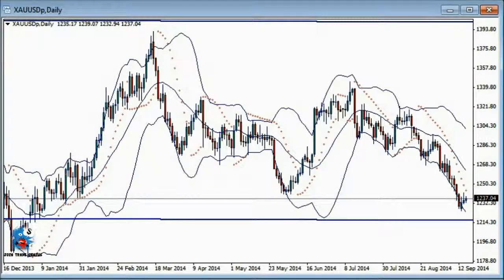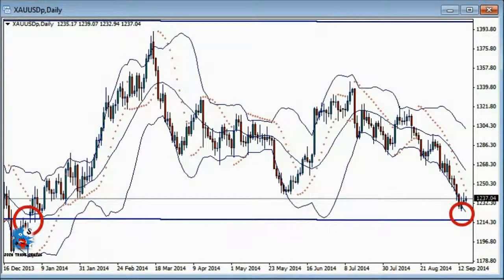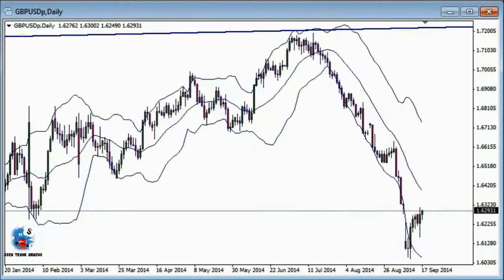If we focus in on this support level, it's coming in right around 1200, 1214 to be precise. The reason is, if you look back in history, we see December last year, there was quite a big gap that I've just circled on the left-hand side of this chart. A very big gap in the market, which has not properly been filled yet, which gives possible room for the gold to retest those levels before it makes any final commitment to rally up once again.